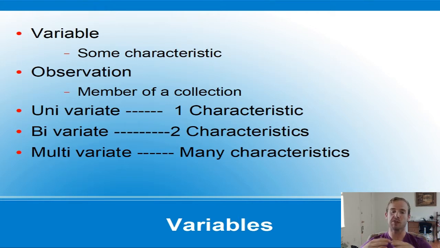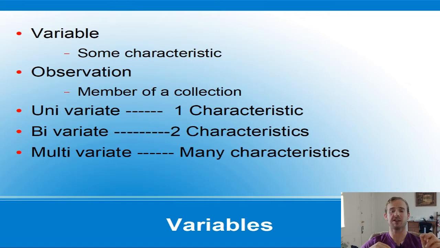Now, the univariate, bivariate, and multivariate sounds a little bit confusing, but it's really not when we think about it. Uni means one. So a univariate analysis would be something like asking 10 people what their favorite ice cream is, right? They say chocolate, vanilla. I'm just asking them one simple question, right?